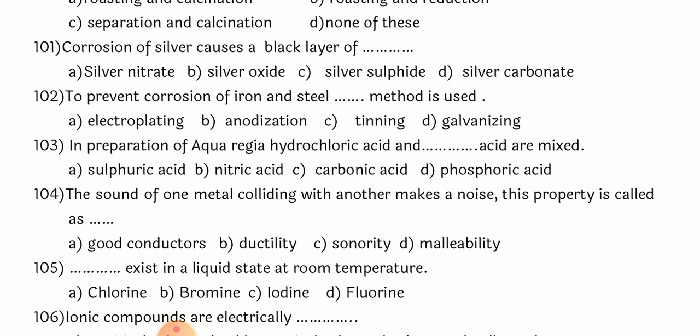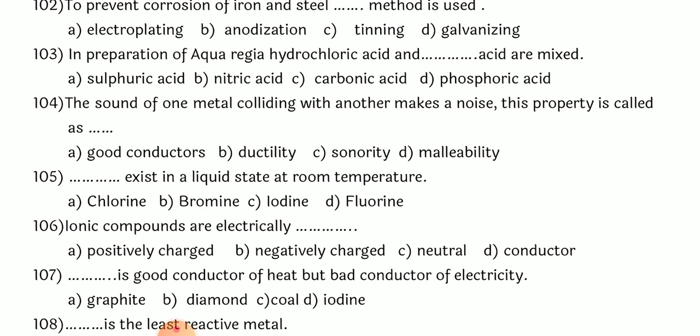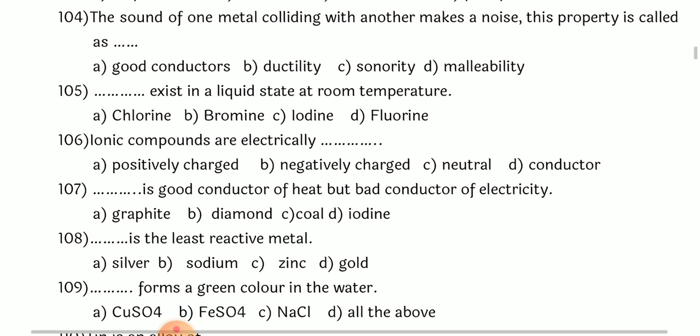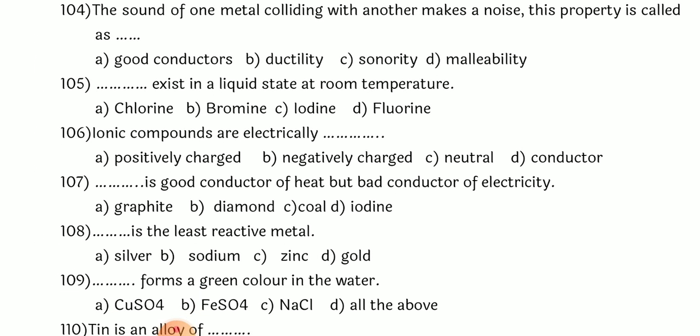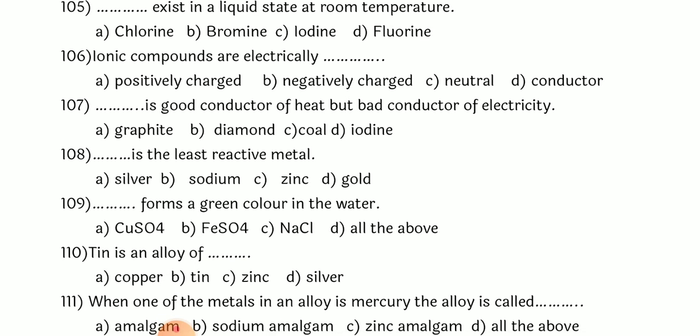Question number 104. The sound of one metal colliding with another makes a noise. This property is called sonority. Okay, that is option C. 105. Dash exists in liquid state at room temperature, from this, bromine. Same question which was there previously. Question number 106. Ionic compounds are electrically neutral. Okay, they are electrically neutral because there is an exchange of ions between two elements or two atoms.